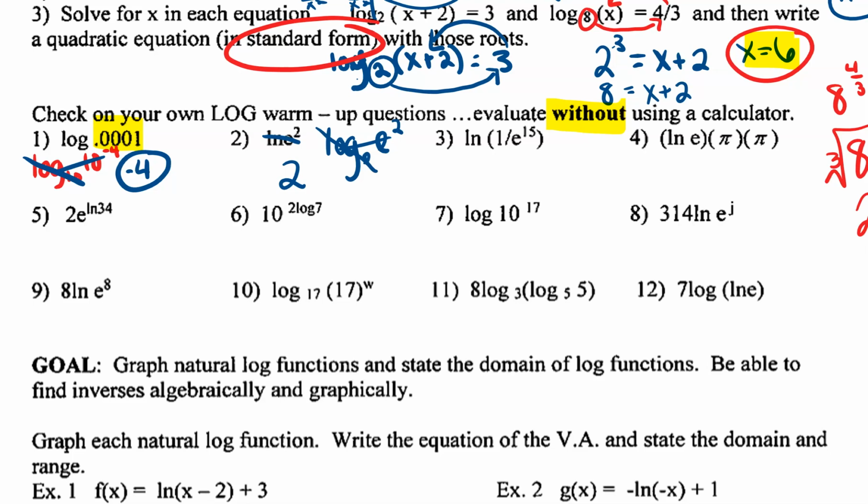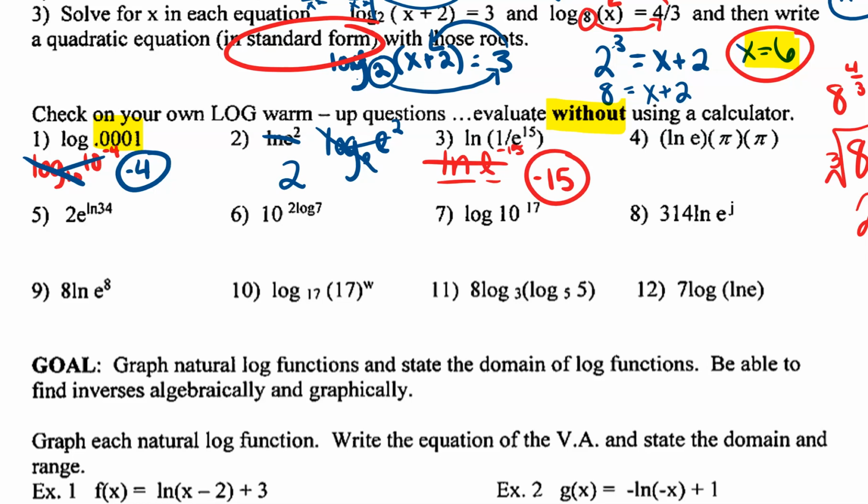All right, next one. I would rewrite this as natural log of e to the negative 15 power. 1 over e to the 15th is the same as e to the negative 15. To flip the fraction, we do a negative exponent. And then natural log and e just cancel each other out because natural log is log base e, and we have a base e here, so they cancel each other out. So our answer is just negative 15.